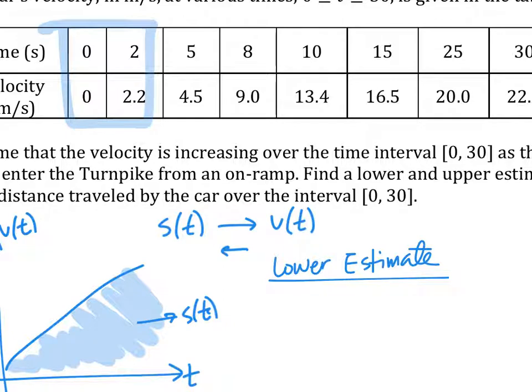Between 0 and 2, you're looking at the height. The height between 0 and 2, which number is the smallest? 0. And what is the base in that interval? 2. Okay, so 2 times 0.